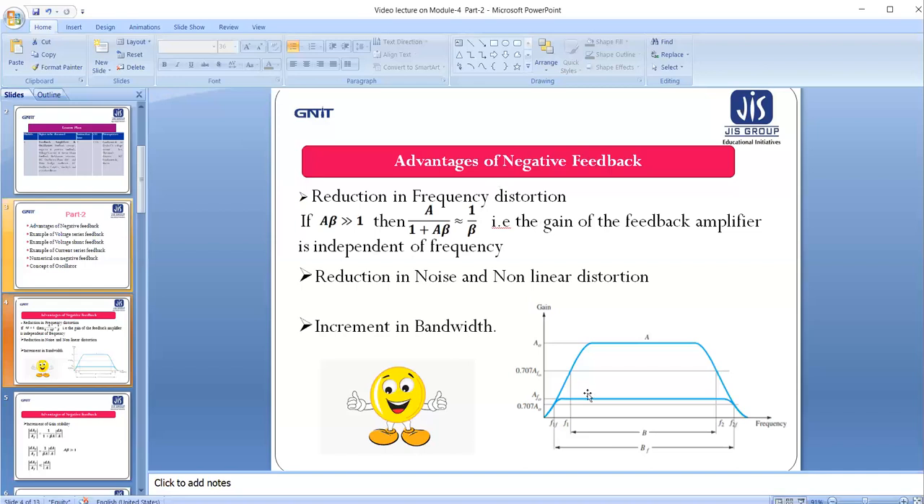So therefore, what happens in this case? This is the bandwidth, but when negative feedback occurs, the bandwidth will be increased because the gain is decreased.